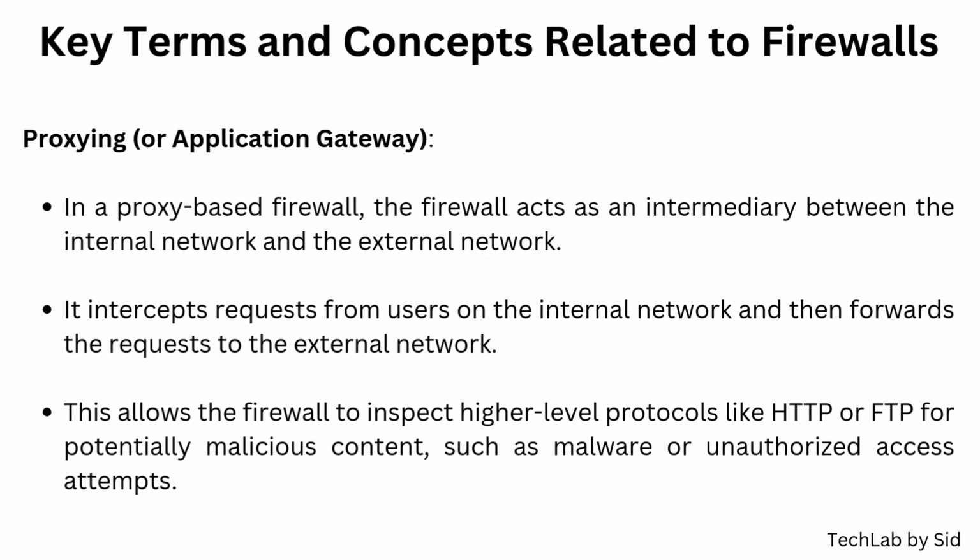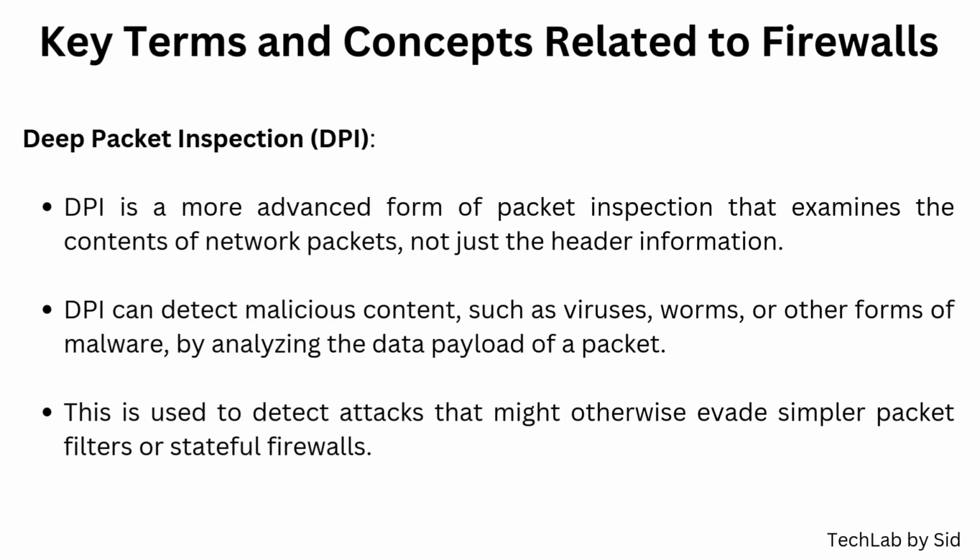Proxying, or application gateway. In a proxy-based firewall, the firewall acts as an intermediary between the internal network and the external network. It intercepts requests from users on the internal network and then forwards the requests to the external network. This allows the firewall to inspect higher-level protocols like HTTP or FTP for potentially malicious content, such as malware or unauthorized access attempts.